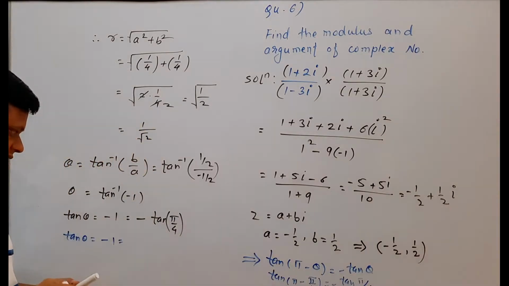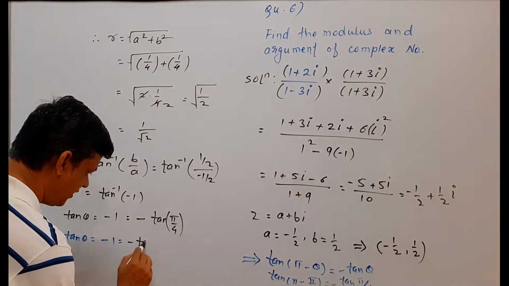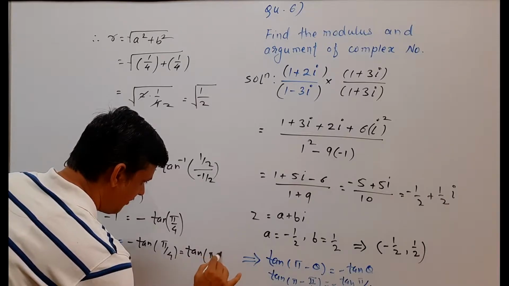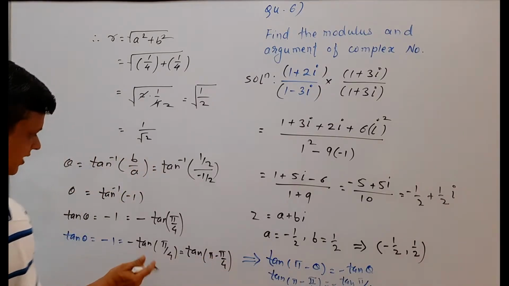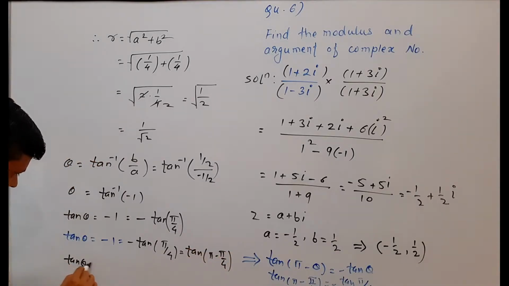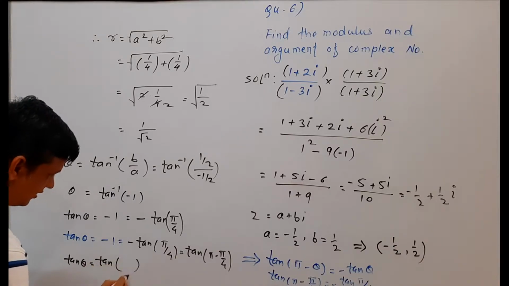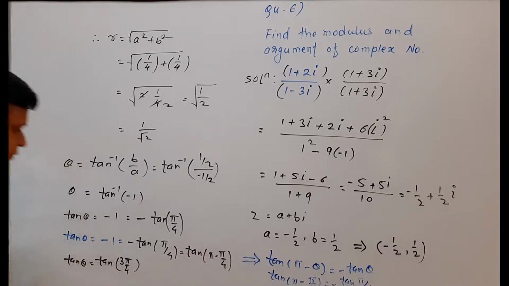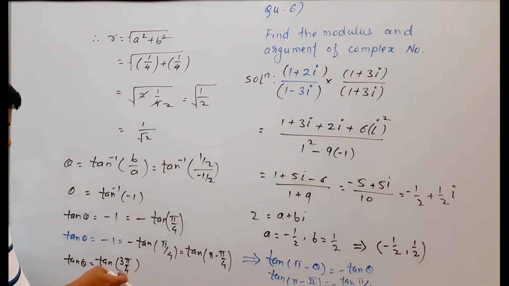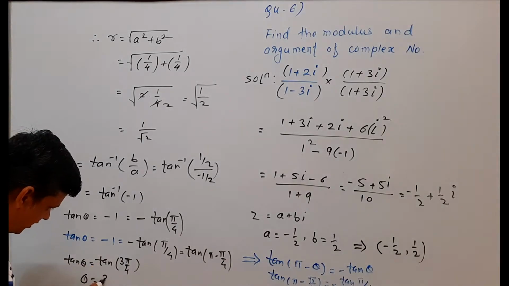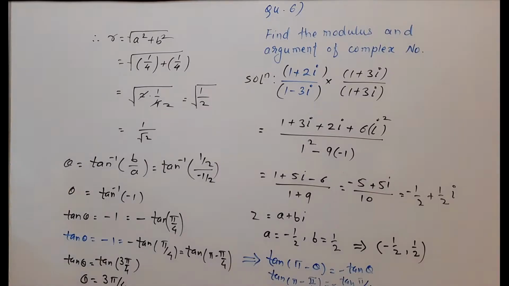When we calculate this, so instead of minus tan pi by 4 we take tan(pi minus pi by 4). So we write here tan theta is equal to tan. Now cross multiply, 4 pi minus pi, that is 3 pi. So we write here 3 pi by 4. So pi by 4 means 45, 45 into 3. After multiplication we get an angle which lies in the second quadrant. So theta is equal to 3 pi by 4 is the required answer.